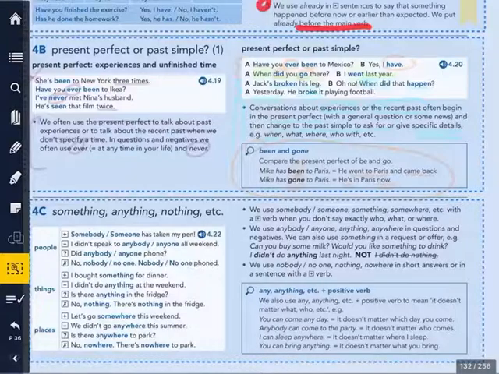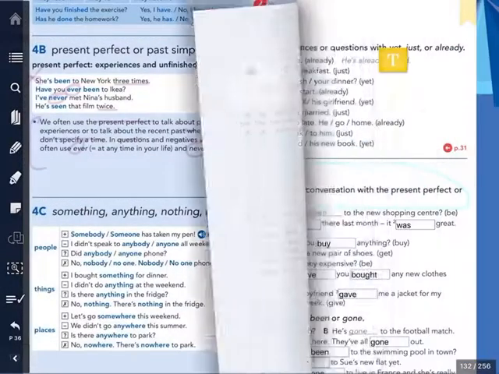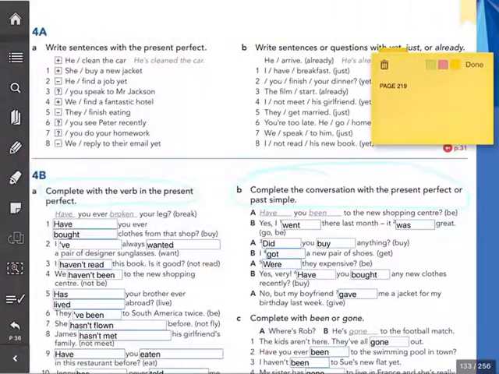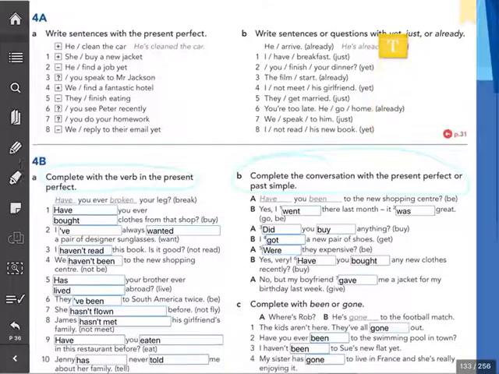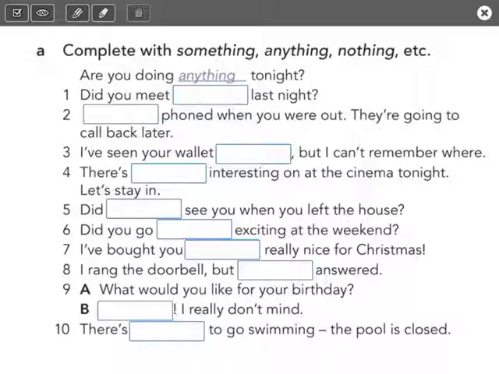Now, let's take a look at our exercises, and our exercises are on page 219. Page 219. Now, let's see. So, it says, 4A, complete with something, anything, nothing, etc. Now, pause the video and take a moment to complete the exercise.